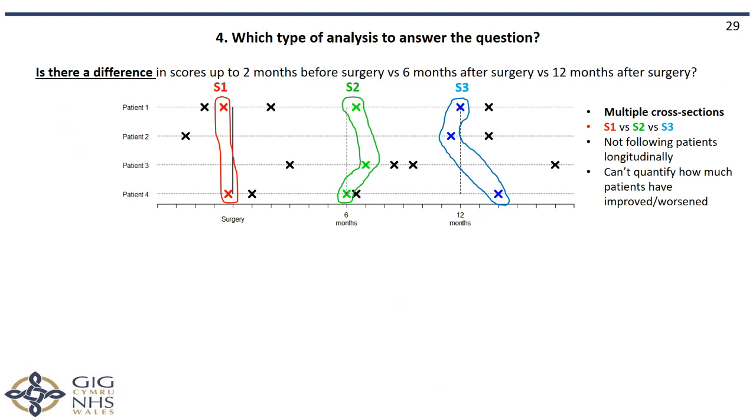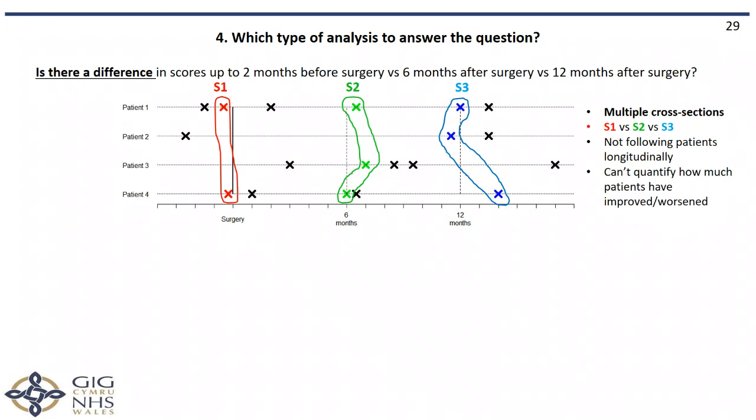So we could use all of these PROMs that we've already identified by taking the average of the red PROMs, the average of the green PROMs, and the average of the blue PROMs. And we could see if there's a difference between the averages, yes or no. By doing this, we're essentially taking multiple cross sections of the data, so basically snapshots of the data. There are snapshots collected up to 2 months before surgery, and then again, snapshots at 6 months and a snapshot at 12 months post-surgery. And then we're comparing those snapshots to see if there's a difference between them.